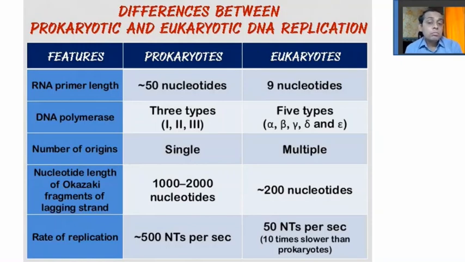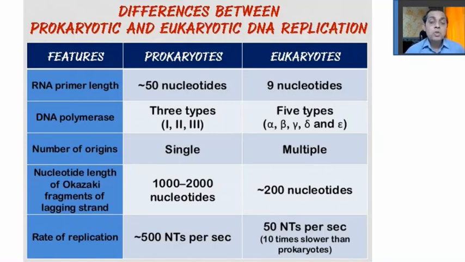Origins also. Prokaryotes, having a very small amount of DNA, have only one single origin, and eukaryotes, having an abundant amount of DNA, need to have multiple origins. And because of the small amount of DNA, the Okazaki fragments are also not very high in number. They're very low in number, but the number of nucleotides in the Okazaki fragments of prokaryotes is around 1000 to 2000. Eukaryotes is around 100 to 200 nucleotides, as I told you.